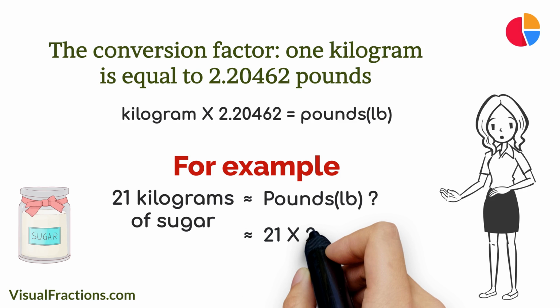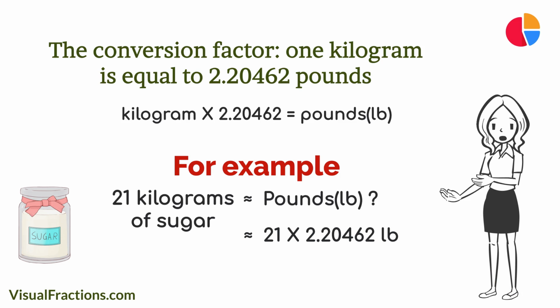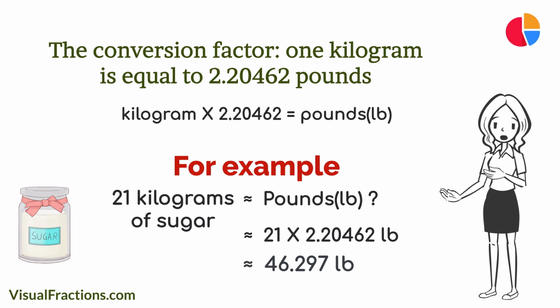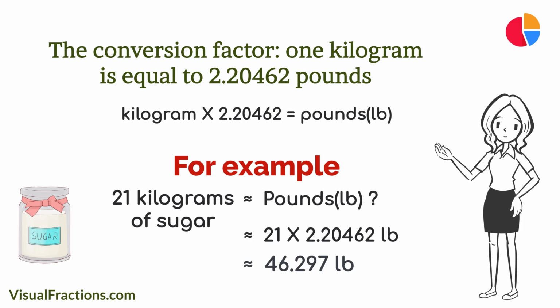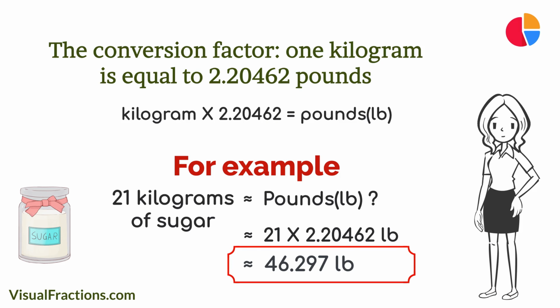We start by multiplying 21 by the conversion factor of 2.20462. This gives us approximately 46.297 pounds, and that's it, we're done. 21 kilograms of sugar is equal to approximately 46.297 pounds.